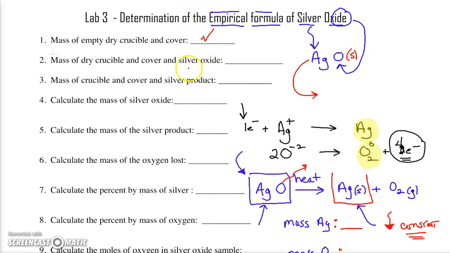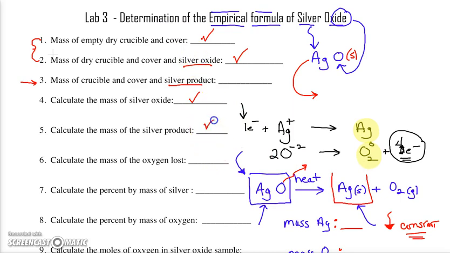Then we add some silver oxide to the crucible, and of course it gets heavier. At this point you could subtract out these two values, and that gives you the mass of the silver oxide, which is right here. Now number 3, the mass of the crucible cover and the silver product. That's after you've driven off all of the oxygen. I didn't put it here, but you should have places in your table or your lab book where you're showing heating and remassing until what? Until your crucible gets light enough that it doesn't change anymore.